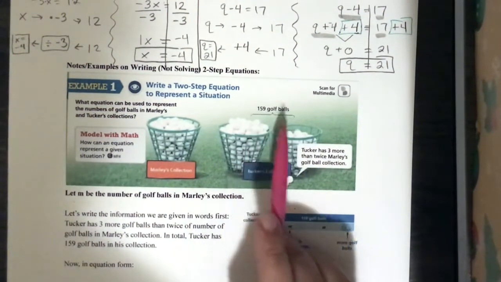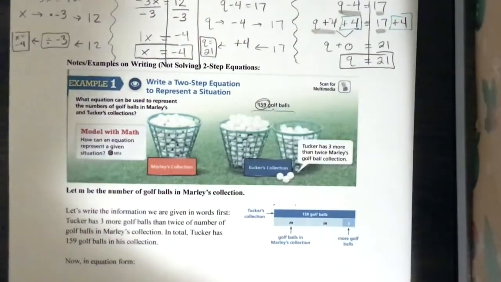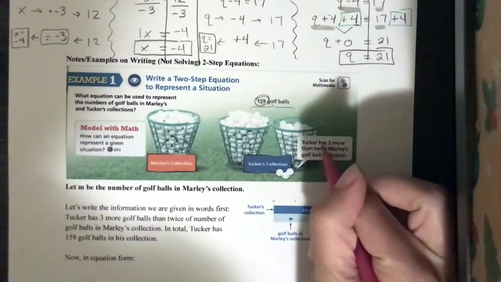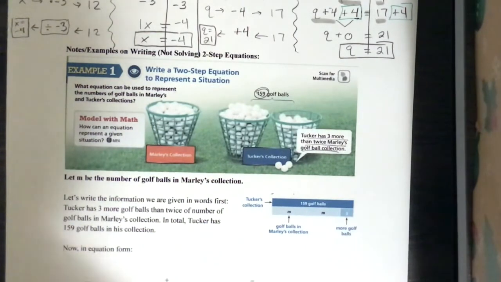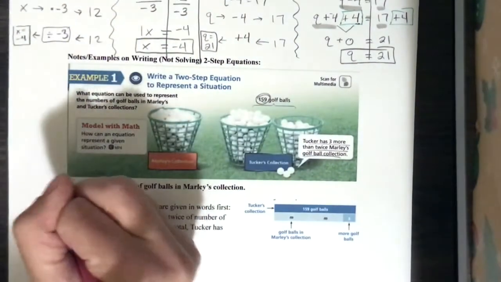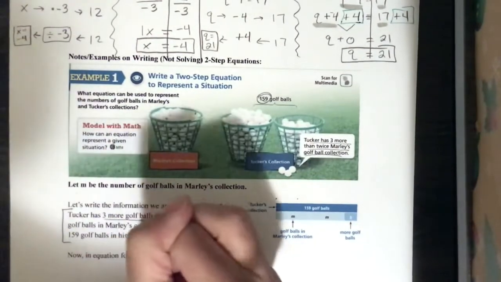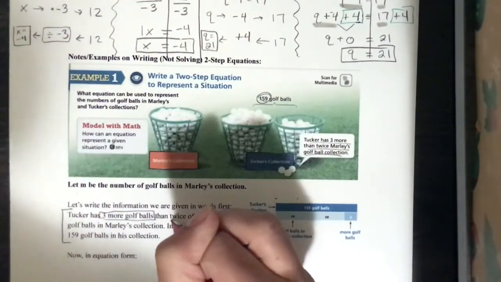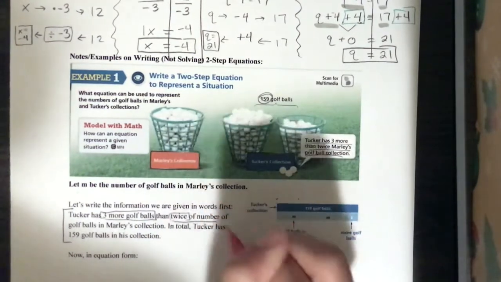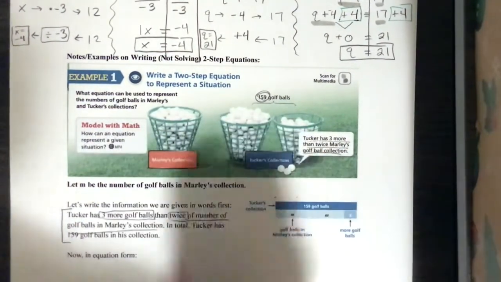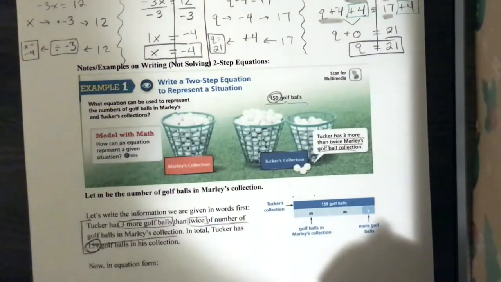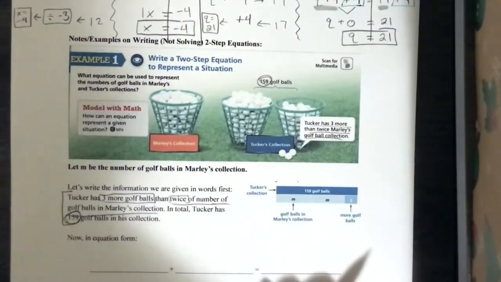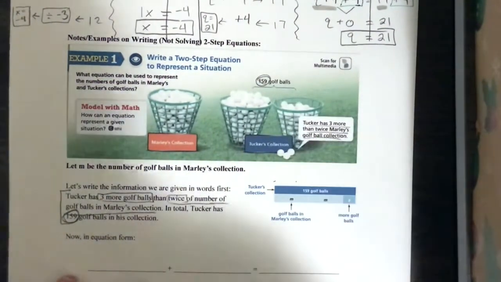So Tucker has in total 159 golf balls. And we're told that Tucker has 3 more than twice Marley's collection. Alright, so let's try to break that down. So that's what I've done here. Tucker has 3 more golf balls than twice the number of golf balls that Marley has. In total, Tucker has 159 golf balls. Alright, so this picture is pretty nice with explaining that. Both the ways we're describing how many golf balls Tucker has.